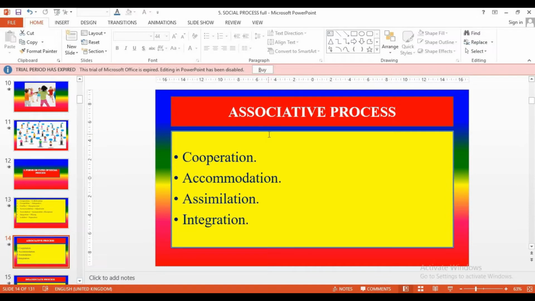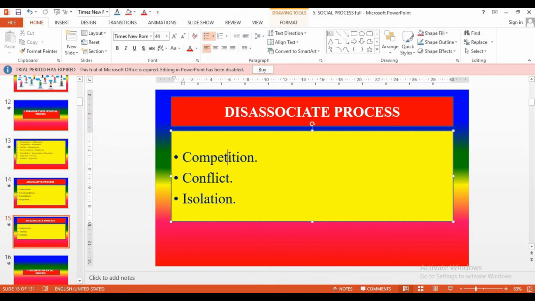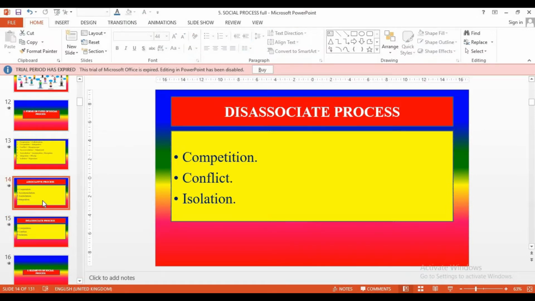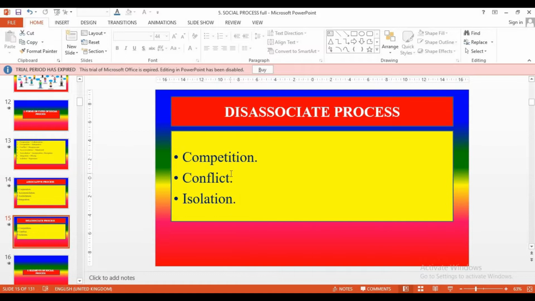What are the associative social processes? Processes that can promote association: cooperation, accommodation, assimilation, and integration. Disassociative processes: competition, conflict, and isolation. So which process do we desire? Everyone desires the associative process, but the disassociative process is also part of society, part of life. So everyone should accept it and conceptualize it.